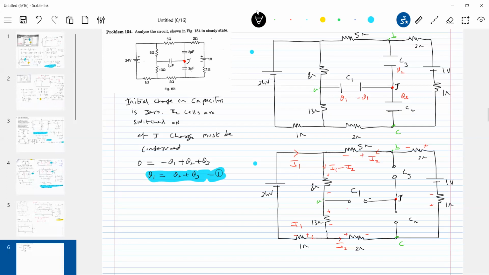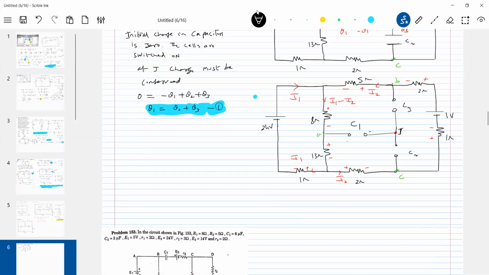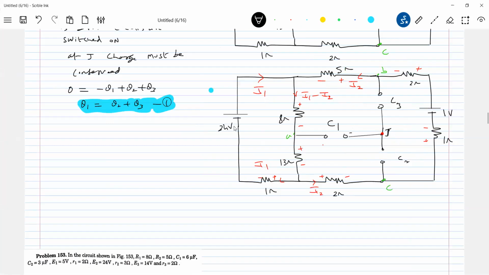Okay, I'll directly come to the second part of the problem. In the second circuit, looking at that, I'll write the KVLs.